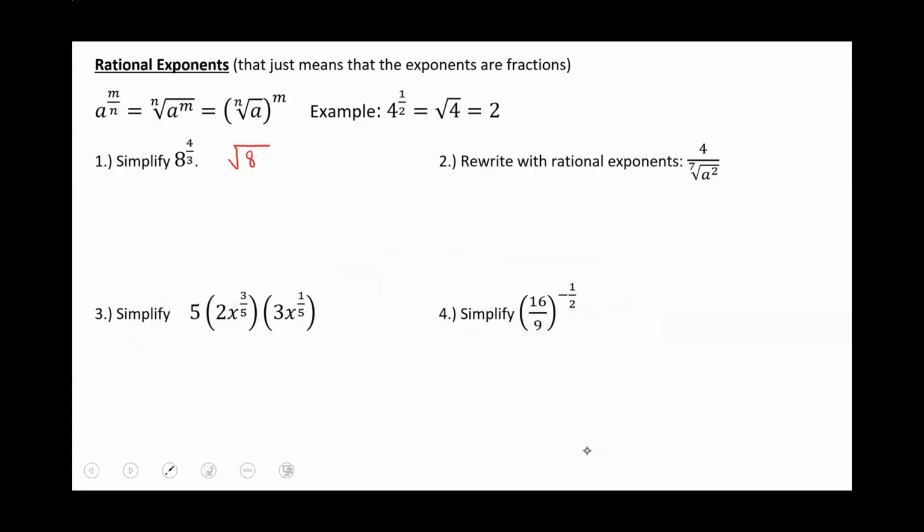All right, next thing we want to talk about are rational exponents. All that means is that our exponents are fractions. So if you'll notice here, we've got a to the m over n. That's the same thing as a to the m, and then the nth root of that. So you'll notice your numerator remains your exponent, your denominator becomes your index. So one more time, if you have something raised to a fraction, the numerator will be your exponent, the denominator will be your index.